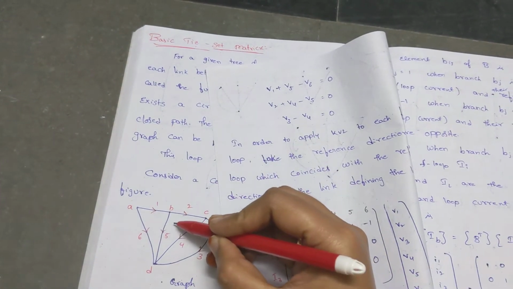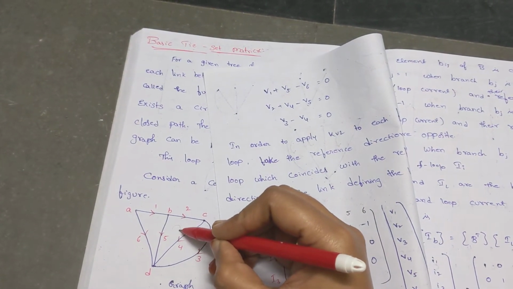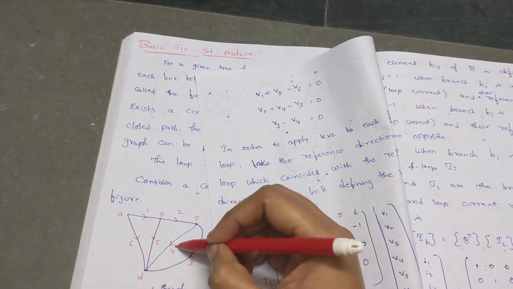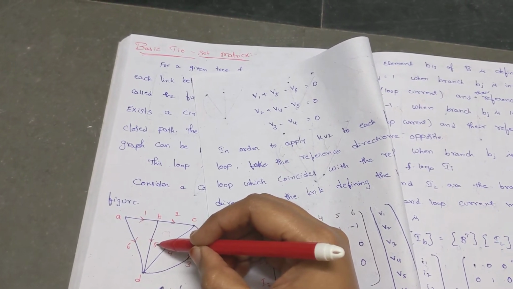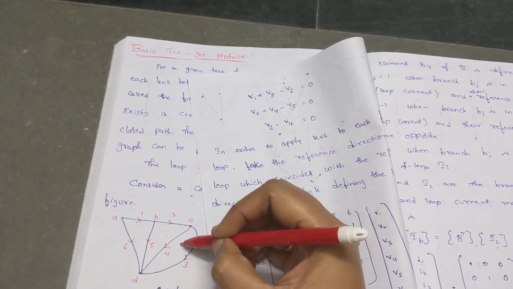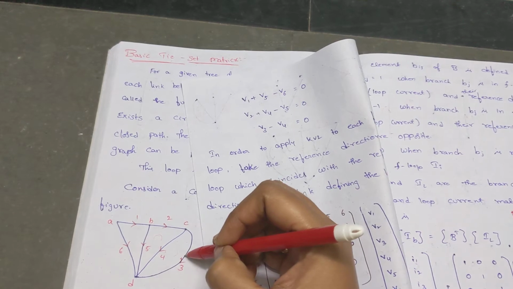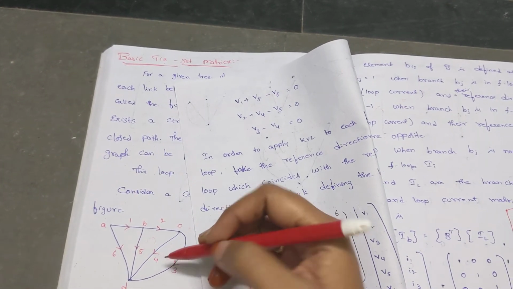Now for the second loop I am considering this direction. So V2 is positive, V4 is positive, and V5 is negative, minus. And I am assuming the third direction is this way. So V3 is positive, V4 is minus.